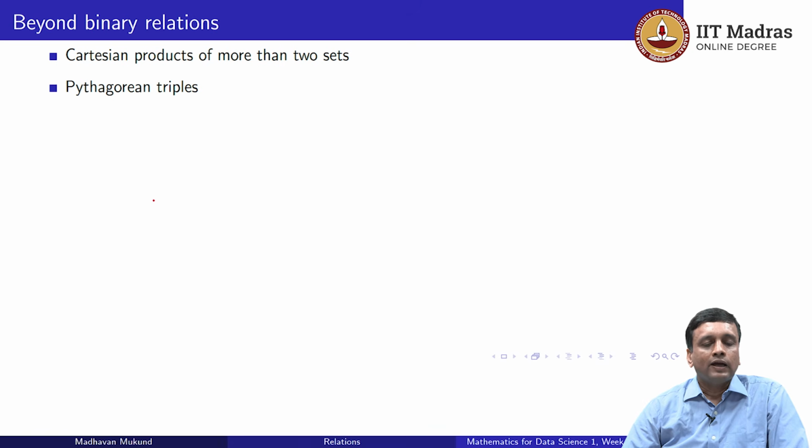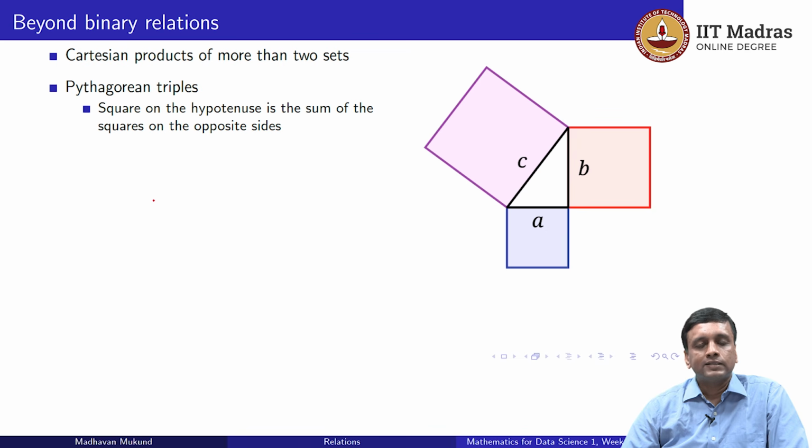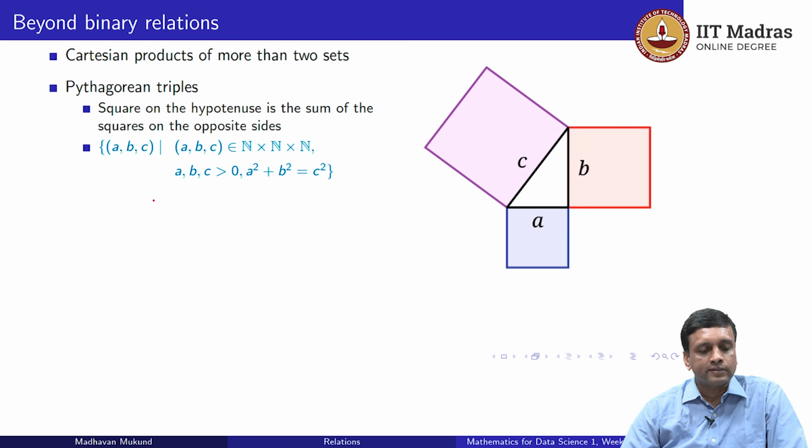For instance, remember Pythagoras' theorem, which says that the square on the hypotenuse is the sum of the squares on the opposite sides. So what values of A, B and C could be the sides of a right triangle are determined by Pythagoras' theorem. So we would say that A, B, C is a valid triple in the Pythagoras sense if A, B, C belongs to N cross N cross N.